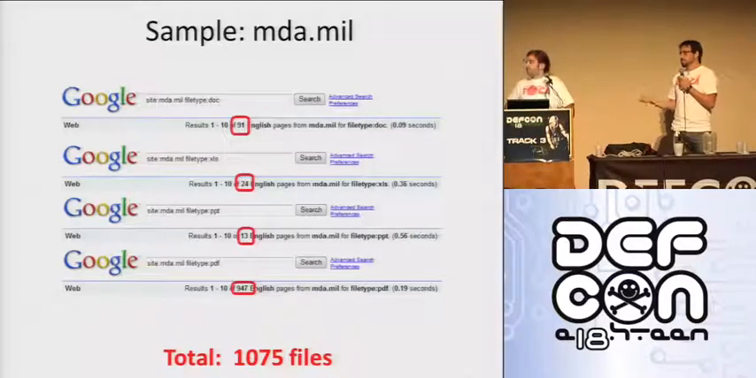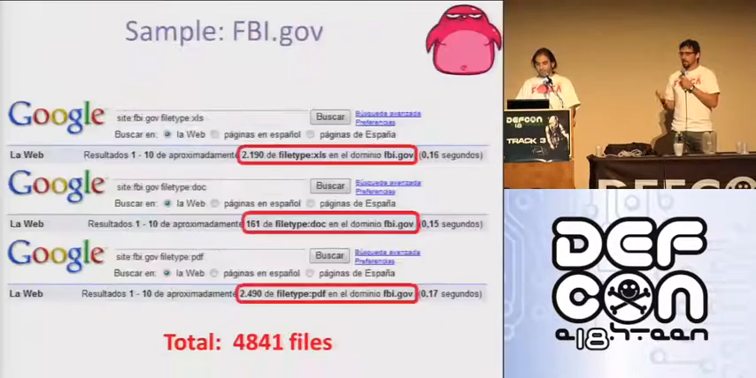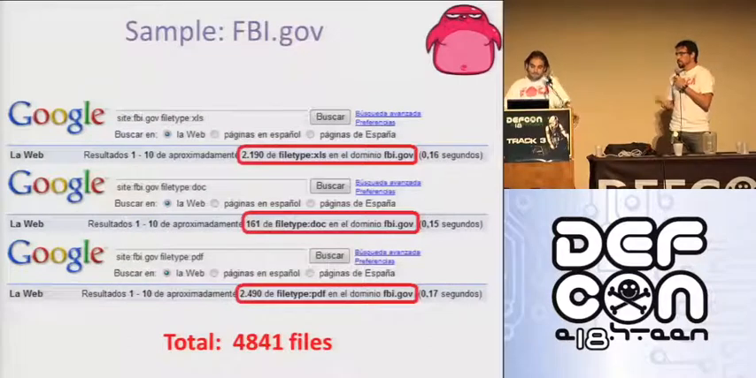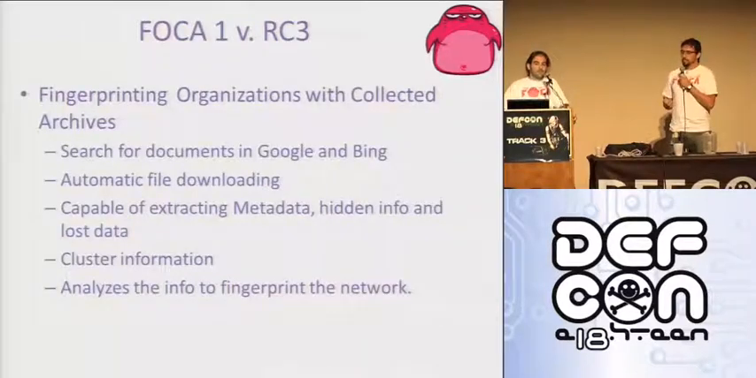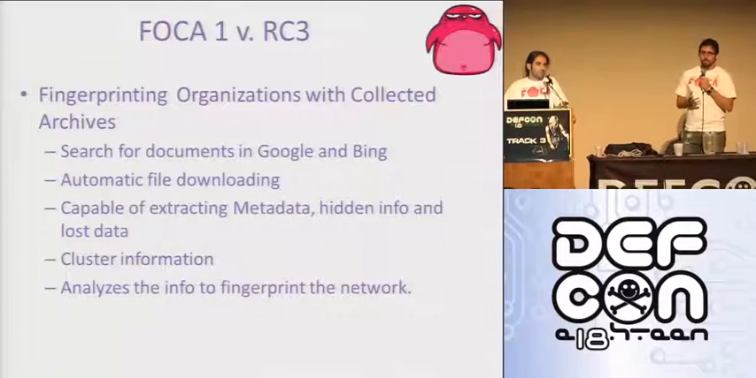When you have 1,000 files, like with the Missile Defense Agency, then you start putting this all together and you get a whole bunch of information. If you get the FBI with almost 5,000 files, you put all this information together and you saw last year what happened. So you can get a fairly accurate and very complete map of the network.